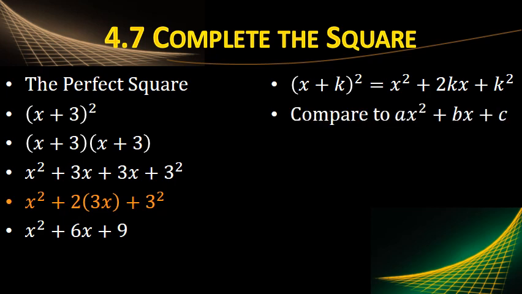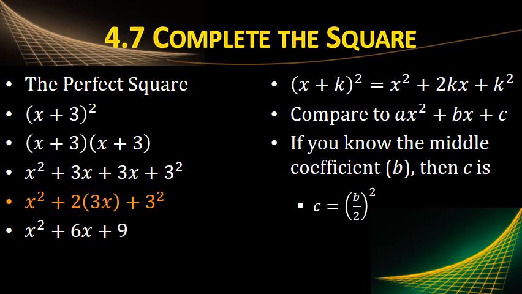If we compare that to our standard quadratic form of ax squared plus bx plus c, we can see that when a is 1, the c would be half of whatever b is, squared. So our c will be 1/2 of b squared.